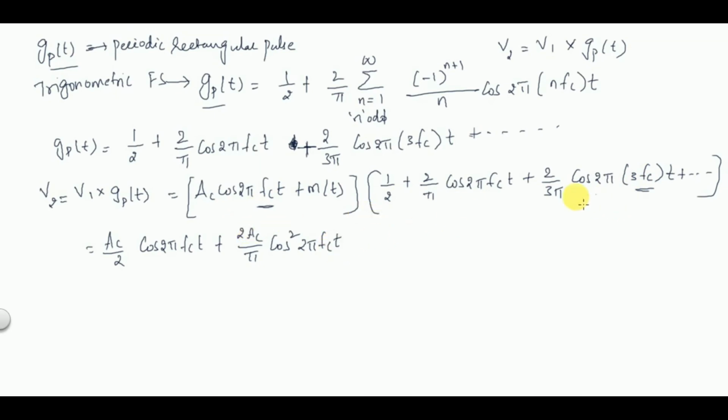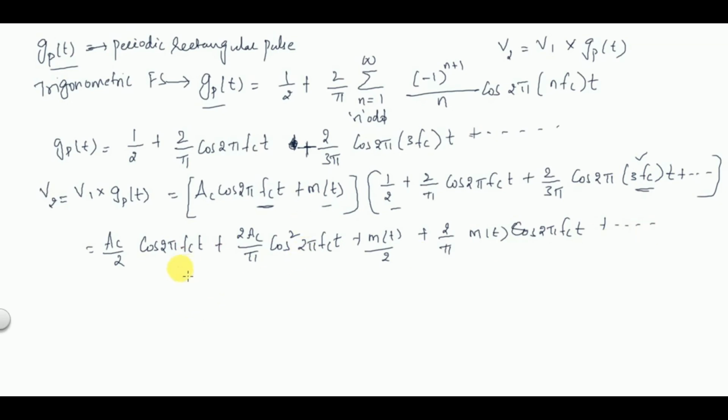Okay, so this is not required, plus m of t by 2, so multiplying these two, m of t by 2 plus 2 by pi m of t into cos 2 pi fc into t. So this is also not required, so m of t into cos 3 pi fct. Because the frequency here is 3fc, it is eliminated by the band pass filter.